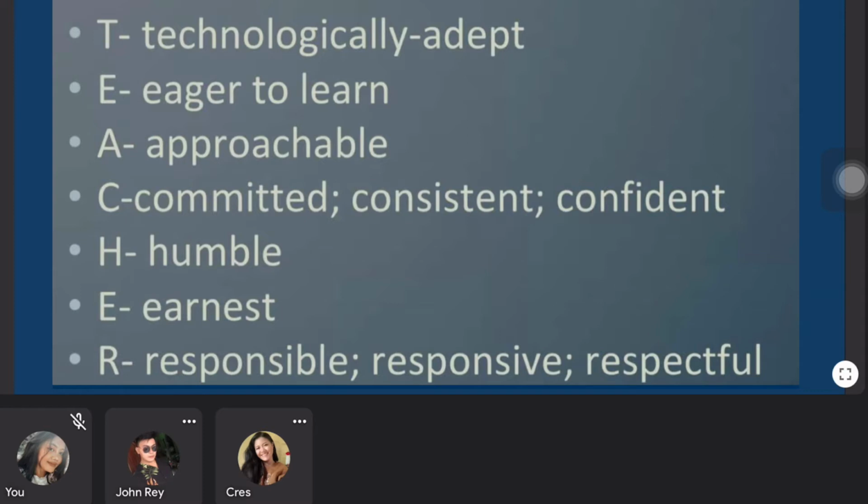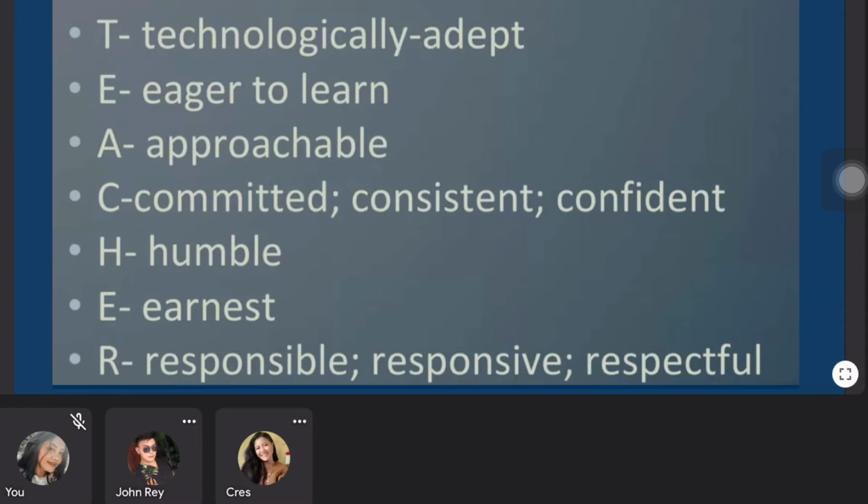And we should go beyond what we already know about technology, especially in navigating. We should extend our effort more to learning more technology tools, something like that. And next is letter E, for eager to learn.